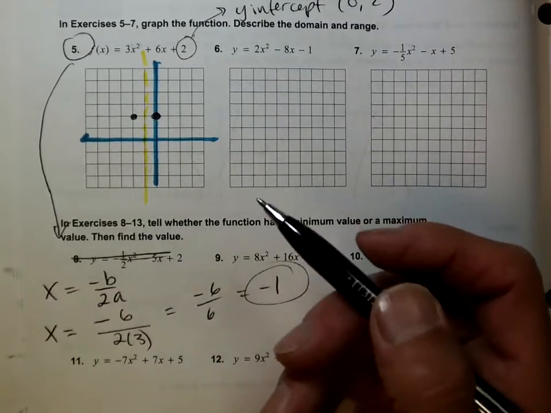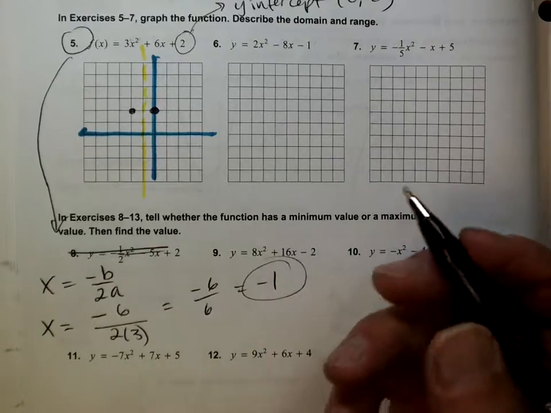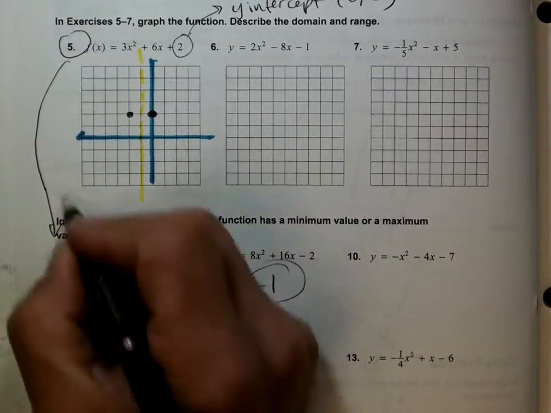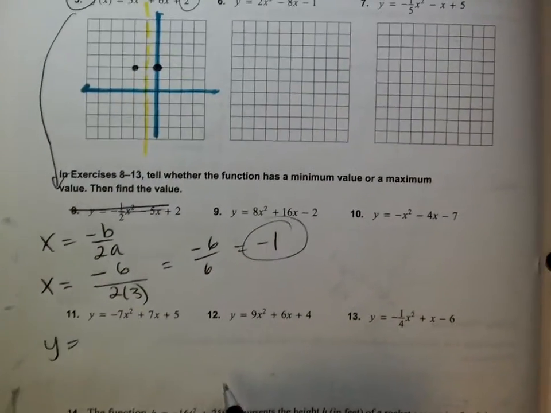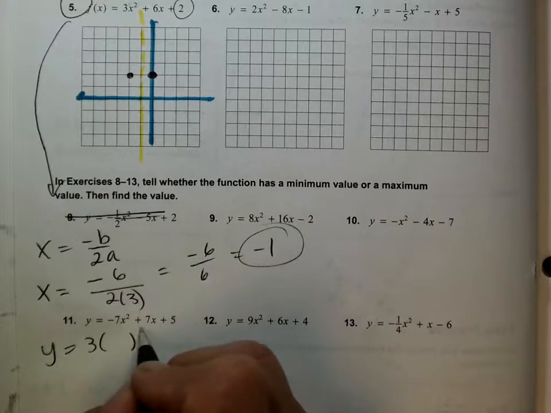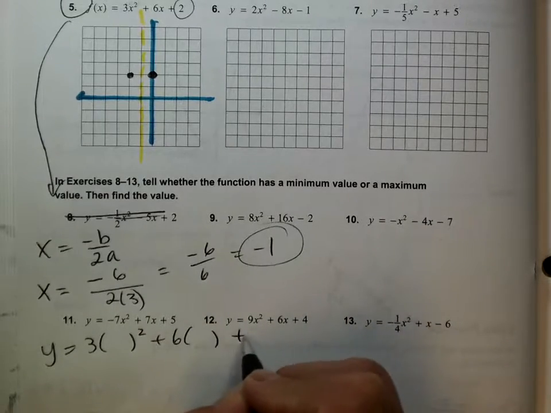Now the last thing I have to do, two steps: negative b over 2a, I did. And then let's plug it in. So we're going to go y equals, and I'm doing this one up here, y equals 3 times x squared plus 6 times x plus 2.